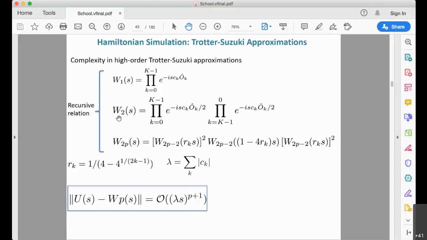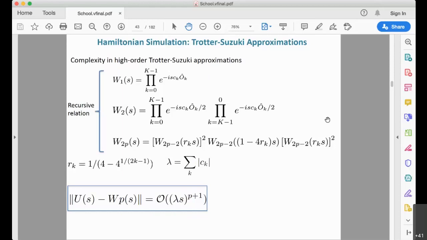We can go beyond. Now there is a way of constructing a second order approximation, which is a symmetric form, in which we first evolve with the terms for time, say, one half, in one way, and then we go the other way. Here we start with the 0 term and go all the way to the k-1 term, and here we start from the k-1 term and go all the way to the 0 term, and one can show that this is a second order approximation. So we increase the number of terms from the first order to the second order by just a factor of 2, but we increase the order of the approximation by a lot.